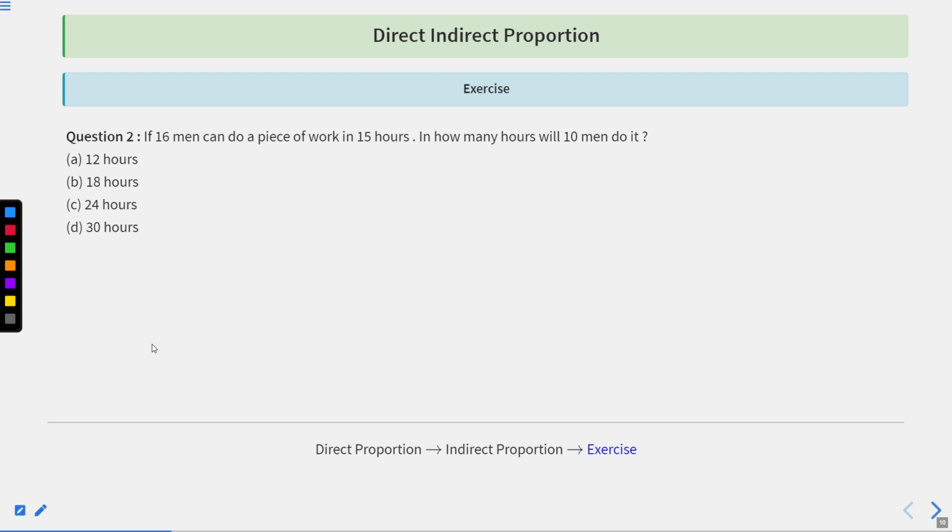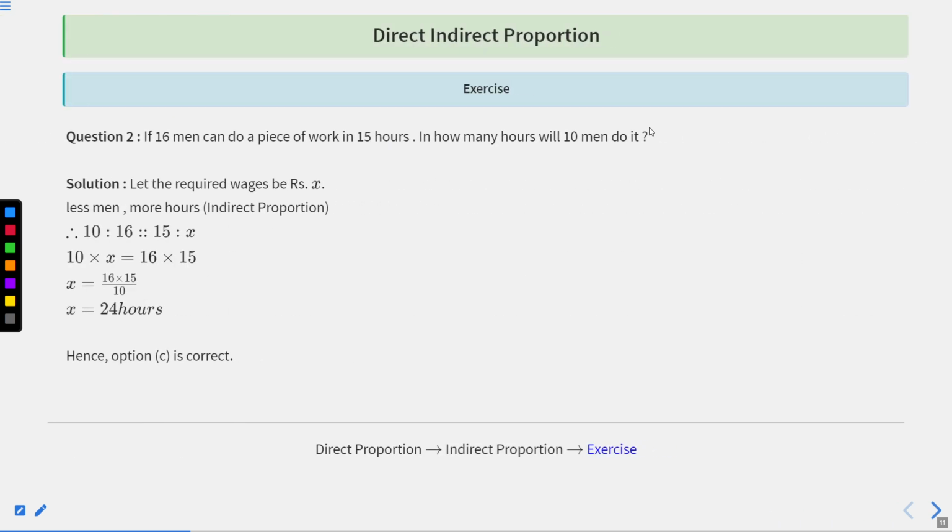Question number 2. If 16 men can do a piece of work in 15 hours, in how many hours will 10 men do it? Let the required number of hours be x. Less men, more hours, that is indirect proportion. Therefore, 10 is to 16 as 15 is to x. So 10x is equal to 16 times 15, that is, x is 16 into 15 upon 10, that is 24 hours. So the correct option here is option C.